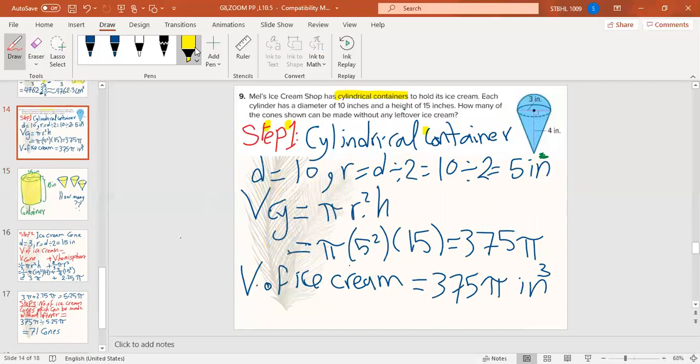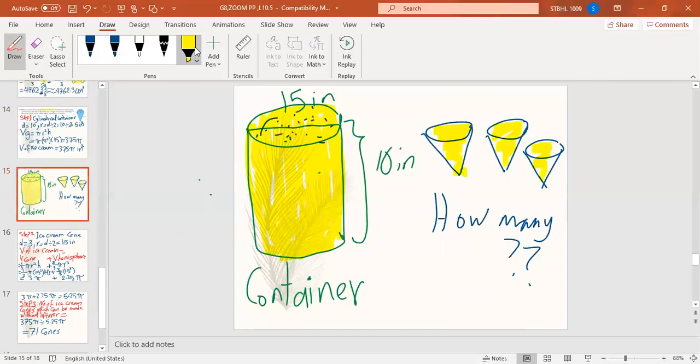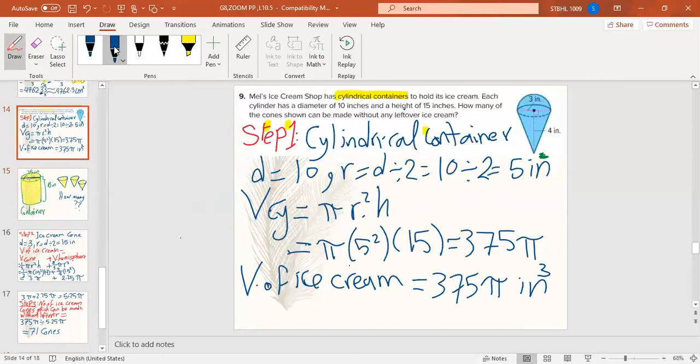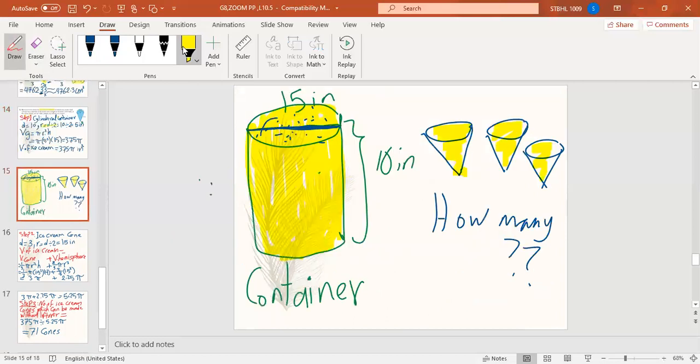Step 1, we will find the volume of the cylindrical container, and the given for the cylindrical container is the diameter, which is 15 inches here. So we need to find R. R equals D divided by 2, which is 10. I mixed the diameter with the height. Not a big deal. I'll rearrange it. Here is the diameter, which is 10, and here is the height, which is 15.